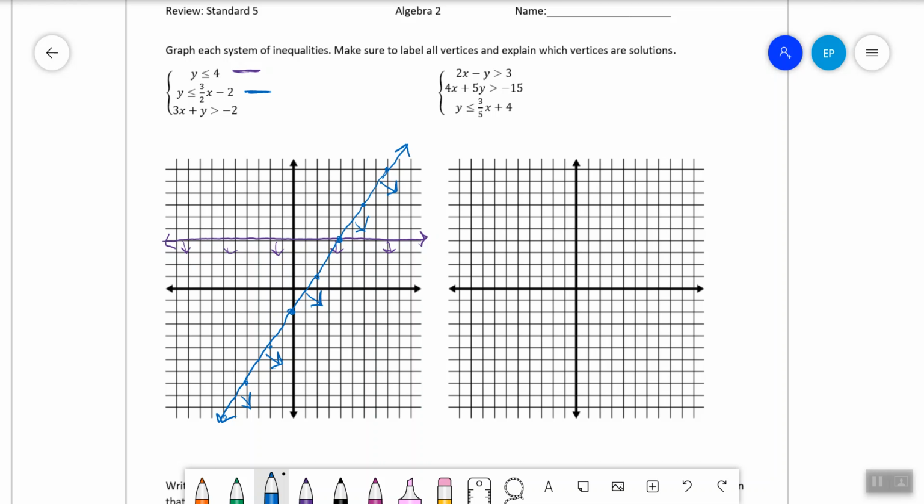And then the last equation that I have here is going to be a dashed line. Solving for y, I'm going to get y is greater than -3x minus 2. So I'm going to go to minus 2 again. My slope is minus 3, so if I go up 3, I'm going to go left; up 3 left, down 3. And this is a dashed line. And then I want all the y's bigger than it, so that'd be to the right.